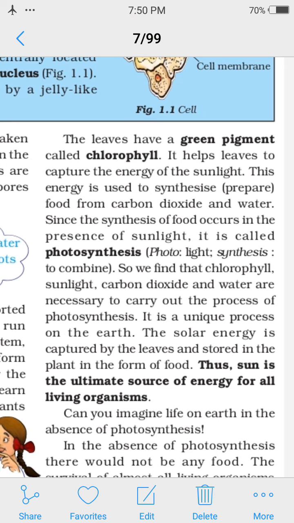That is why the last line is the most important line: sun is the ultimate source of energy for all living organisms. We are getting energy from the plant, and the plant gets energy from the sun. Suppose the sun is not there, plants cannot make their food, and we cannot get the energy from the plants. That's why the sun is the ultimate source of energy for living organisms.